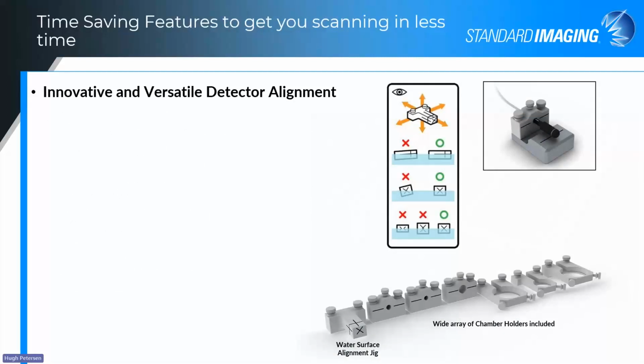I mentioned some of the time-saving features, which is one of our key things to save you time and uncomplicate your life when you're scanning. So we've got a very innovative detector alignment system. You can see on the bottom left center there what we call the water surface alignment jig, and basically you place that on the detector carriage in the water phantom on the scanning arm. And then you can use that image and the crosshair and the X on the system to quickly check your runouts.